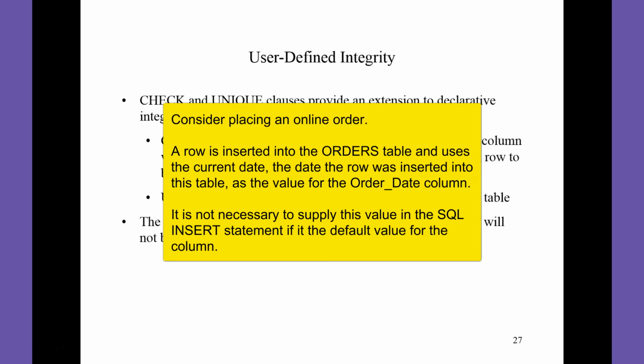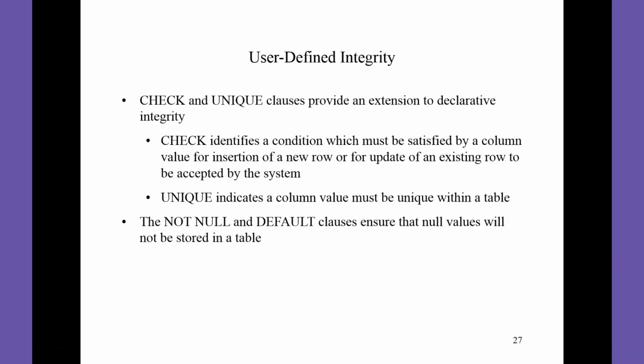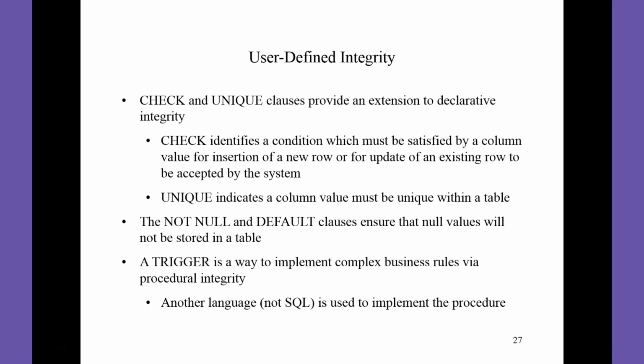The default option says that if a column value is not supplied, then this is the value that we'll use. For example, if it's something like a date that a certain event occurred, if you insert the row but don't tell me that date, I could specify that it will be the date that the row was inserted. This is all part of declarative integrity. These clauses are included within the data definition or create statement.